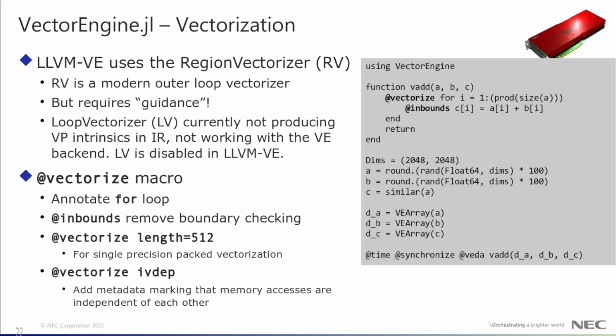One of them is length equals 512. This tells the compiler that we are dealing with a single precision or integer 32 loop, and the compiler should try packed vectorization. Then there is the ivdep option, which adds metadata marking that memory accesses are independent of each other.